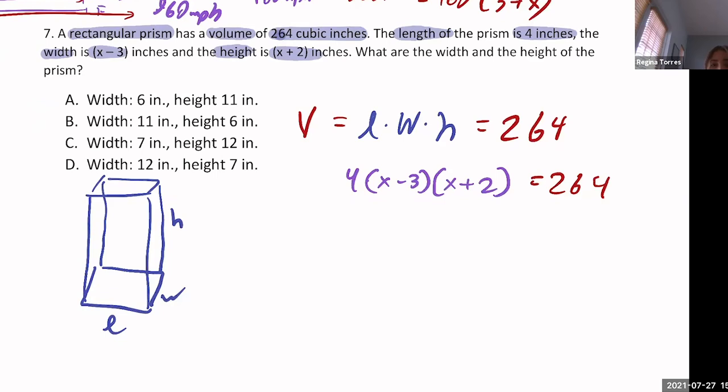For x. Oh, wait. Almost. We need to eventually solve for x, but what's the goal? Oh, the width and the height. The width and the height, which is represented by what? X minus 3 and X plus 2. Perfect, right? So we got to solve for x either way. So what are you thinking first? Before we can solve for x, what do you have to do?